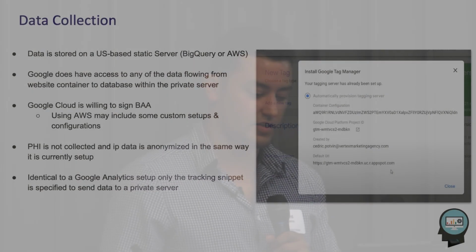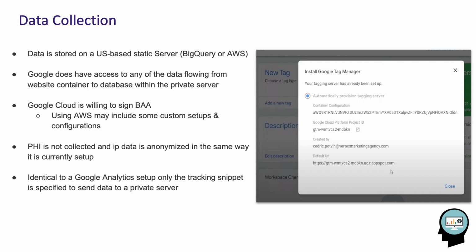Data collection: you can do Google server-side on other servers. You could do an AWS instance. I haven't explored that. That looks a bit complicated because Google obviously wants to keep you within their silo. But Google, again, does not have access to the data flowing into your server. They're willing to sign a BAA with you, and PHI isn't collected unless you're anonymizing it and doing some of the encryption. That's pretty standard before and after this.